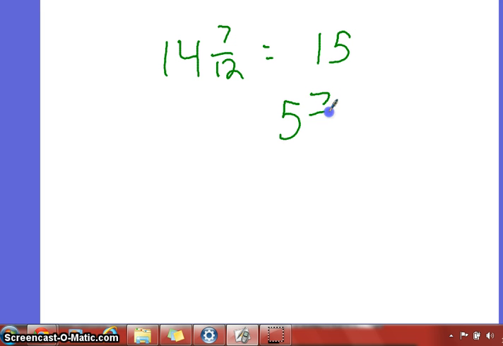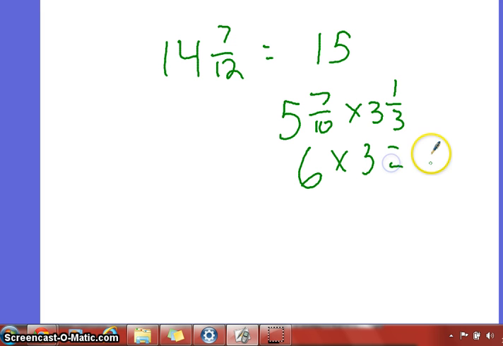That way I can do stuff like this. If I just had to estimate this answer and I don't need the actual answer, 5 and 7/10 is closer to what number? 5 or 6? Closer to 6 because 7/10 is bigger than a half. Times 3, since this is less than a half. My estimated answer is 18.